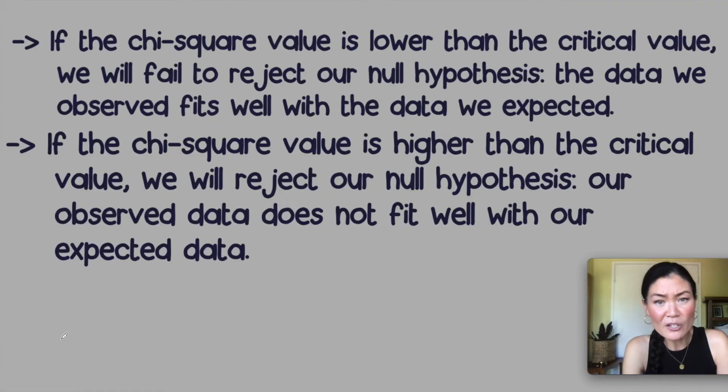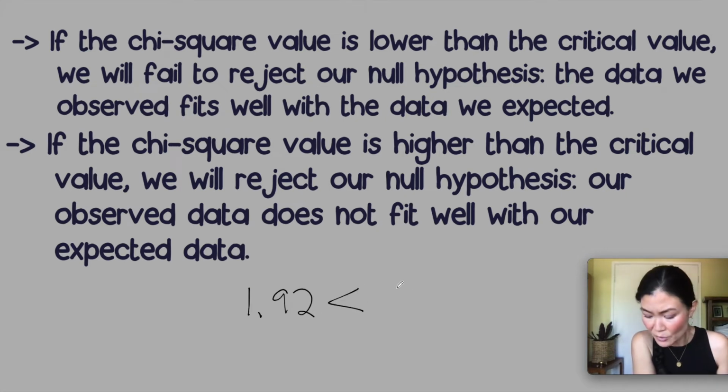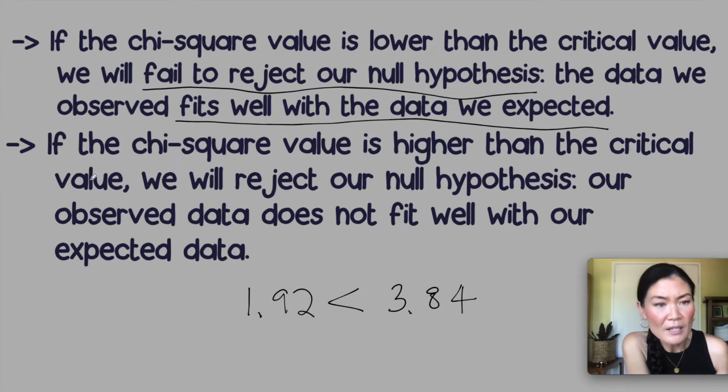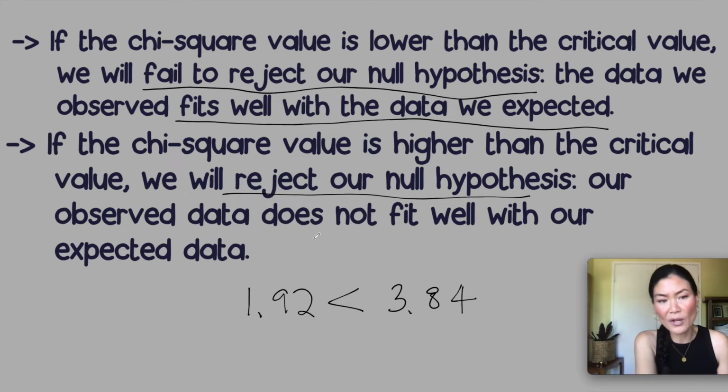So if our chi-square value is lower than the critical value, and remember our chi-square value in our example is 1.92, it's less than our critical value, which is 3.84, so we're going to fail to reject our null hypothesis. The data we observed fits well with the data we expected. And if the chi-square value is higher than 3.84, then we're going to reject our null hypothesis. Our observed data does not fit well with our expected data.